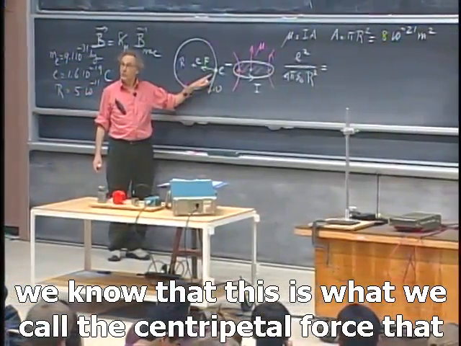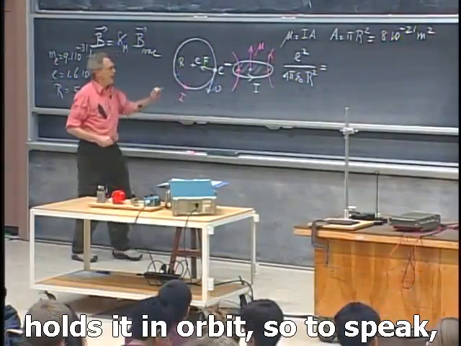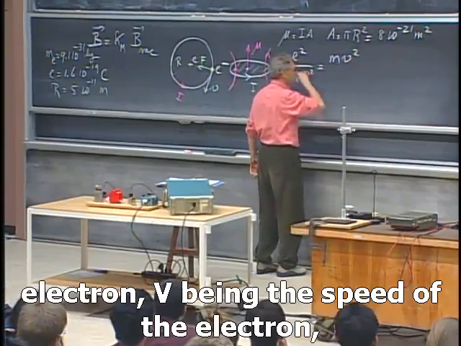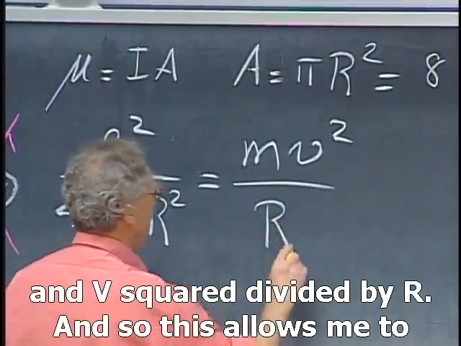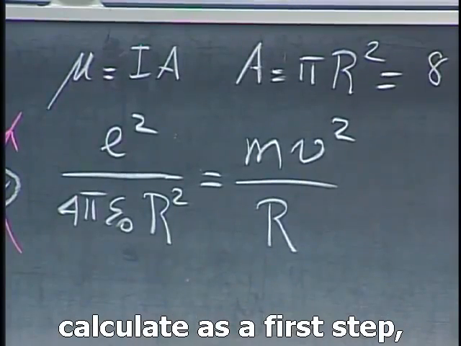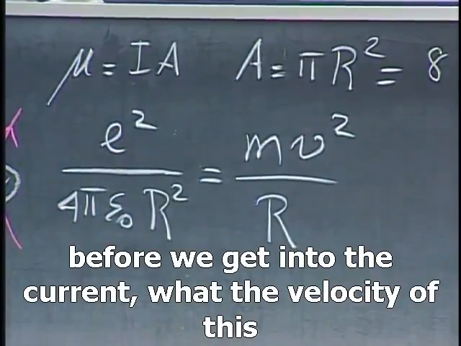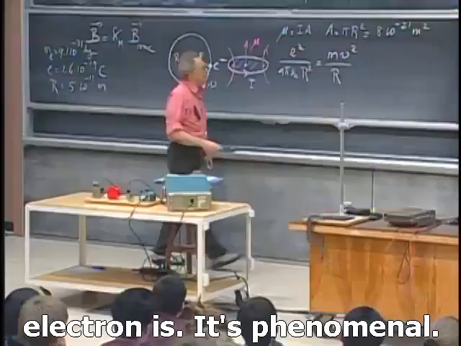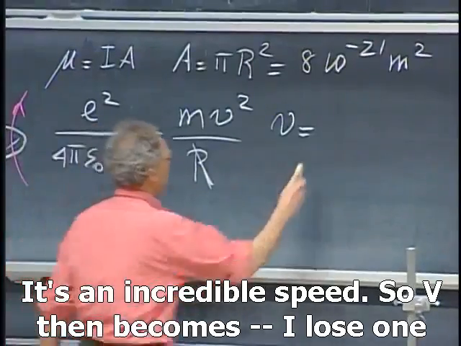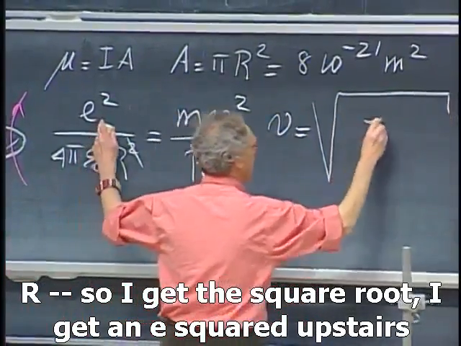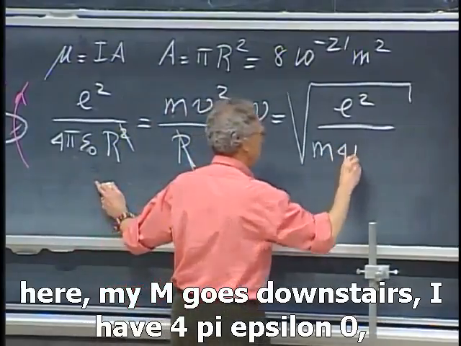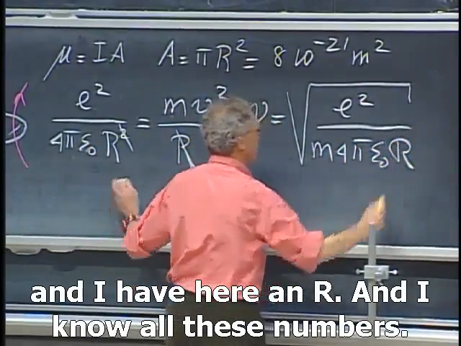But from 801, from Newtonian mechanics, we know that this is what we call the centripetal force that holds it in orbit, so to speak, and that is m v squared divided by r, m being the mass of the electron, v being the speed of the electron. And so this allows me to calculate as a first step, before we get into the current, what the velocity of this electron is. It's phenomenal. It's an incredible speed. So v then becomes, I lose 1 r, so I get the square root. I get an e squared upstairs here. My m goes downstairs. I have 4 pi epsilon 0. And I have here an r. And I know all these numbers.